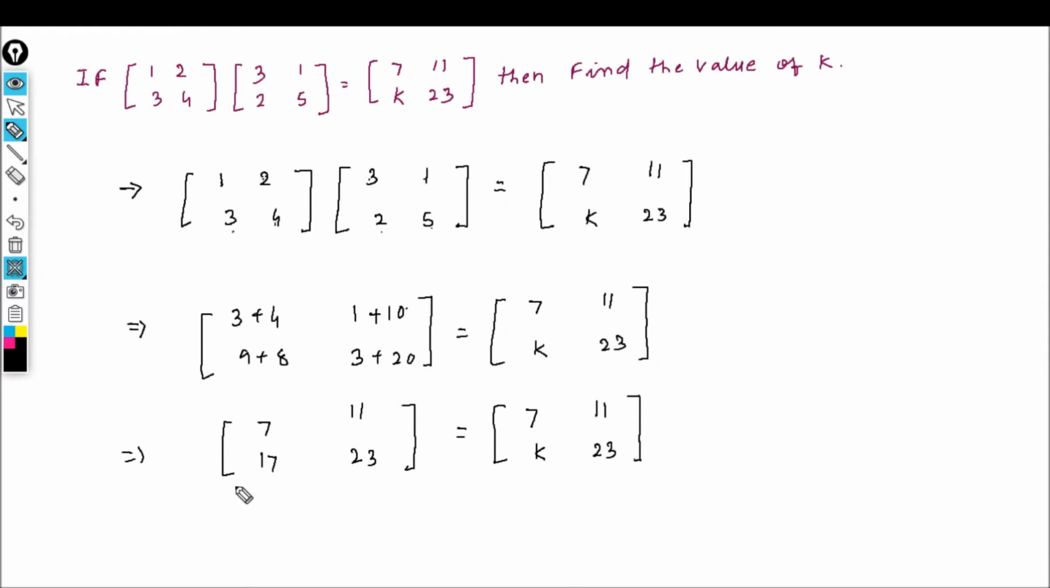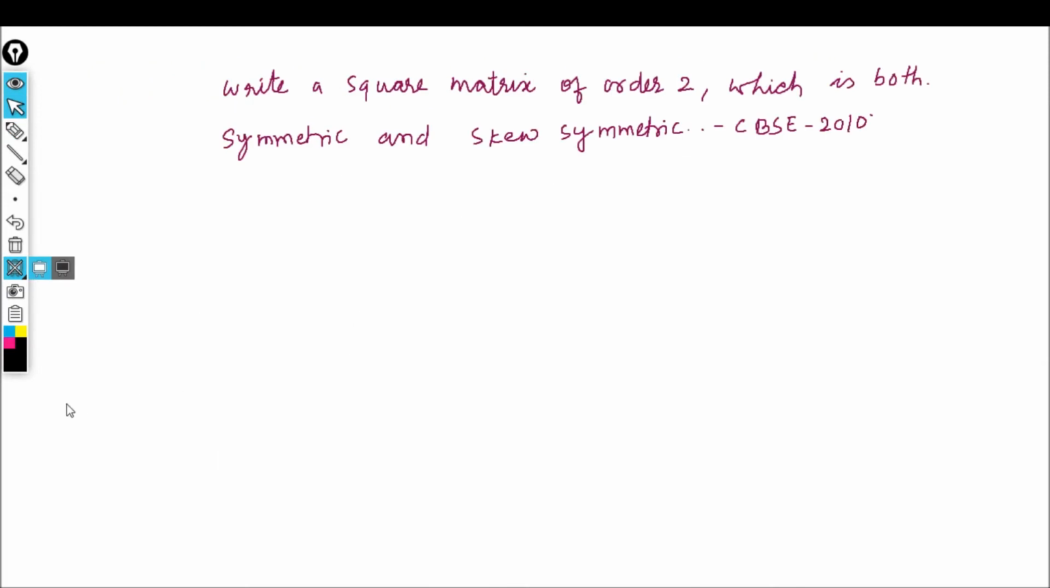Now these two matrices of the same order are equal. So this implies equating corresponding elements. So K is equal to 17. So let us see one more important question, bachcho.